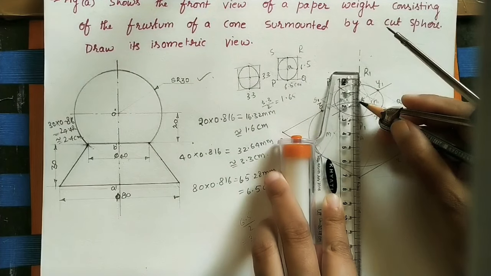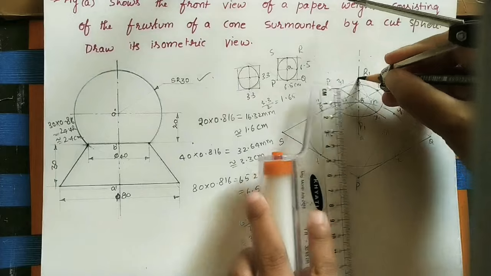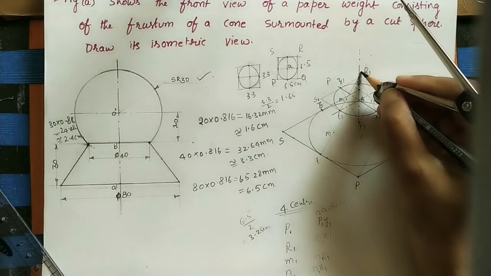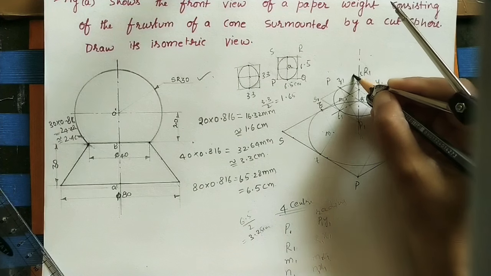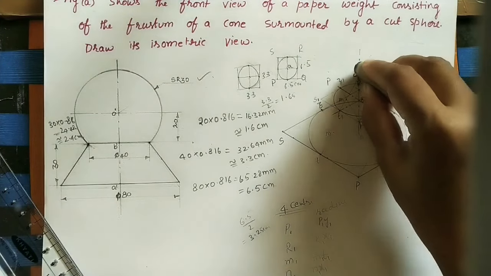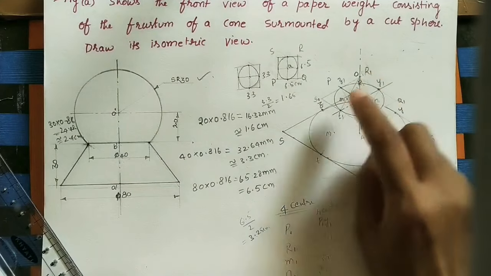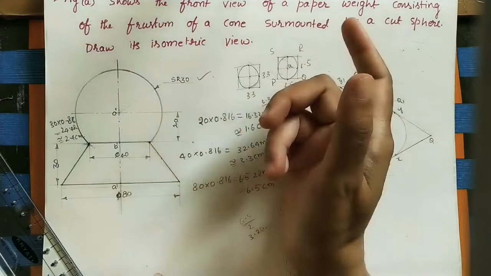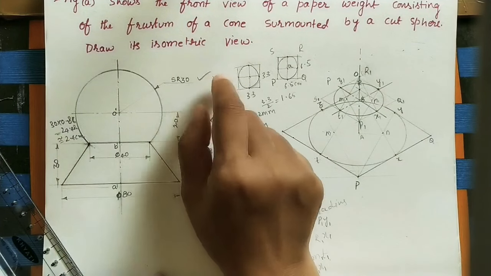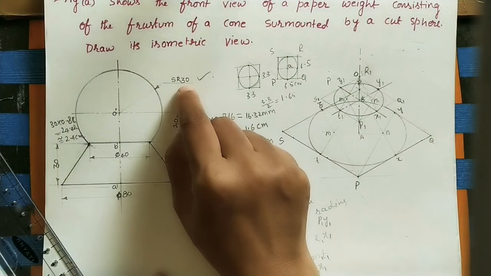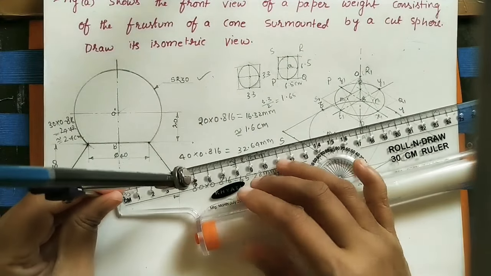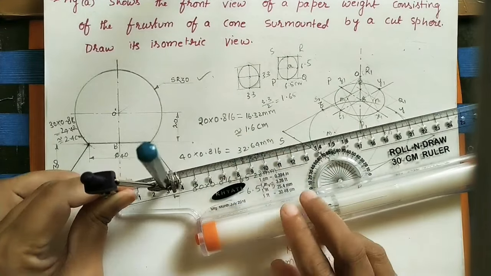So this is the center 1.6. Now take this point. This point is this center. Capital O I will mark here. So this side I will mark capital O. Now this is the center of this sphere. As I told previously, in isometric view, this sphere radius will not change. How much is it? 30 mm or 3 cm. Take 3 cm radius by using compass.